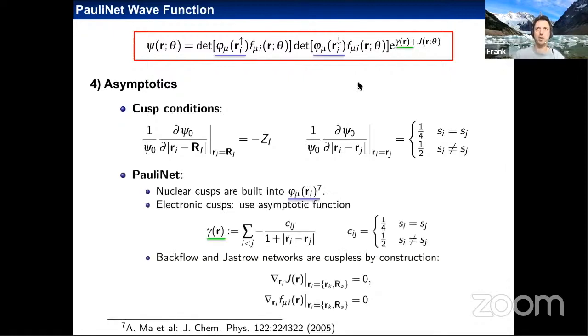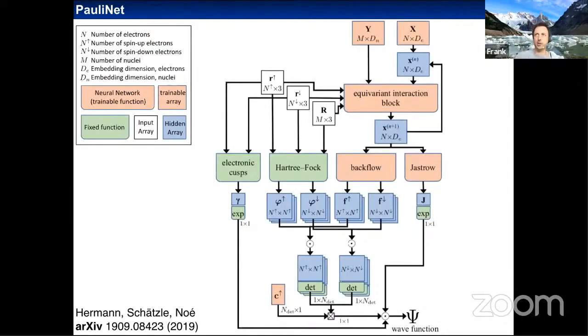And to avoid that, we build the right asymptotics into these functions here, into the nuclear cusp and the electron cusp correction here. So again, the functions that we learn, the neural network functions that we learn, are cuspless in the sense that they do not change the cusps in these asymptotic limits. So these are essentially all the components that are the ingredients of PauliNet.